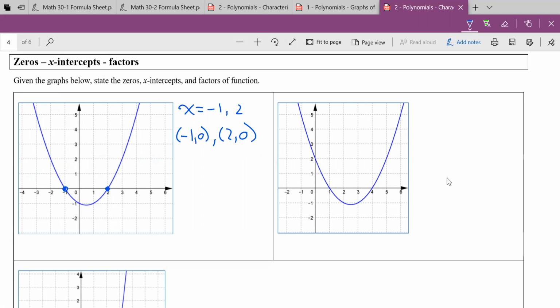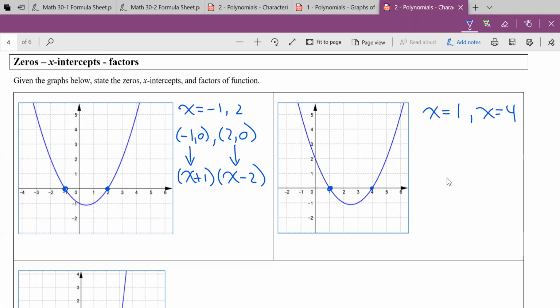And then the factors of the function, here's the really important part, friends, the factors of the functions. Well, if that's my x-intercept, that means my factor was x plus 1. And if that was my x-intercept, that would mean that factor is x minus 2. Oh, so if I know my x-intercepts or my zeros, you can give me a pretty darn good approximation of what this actual function is.